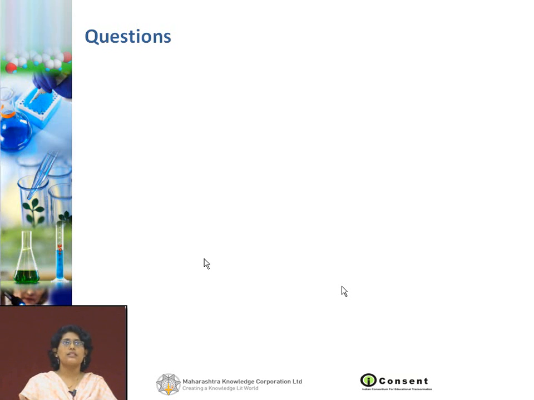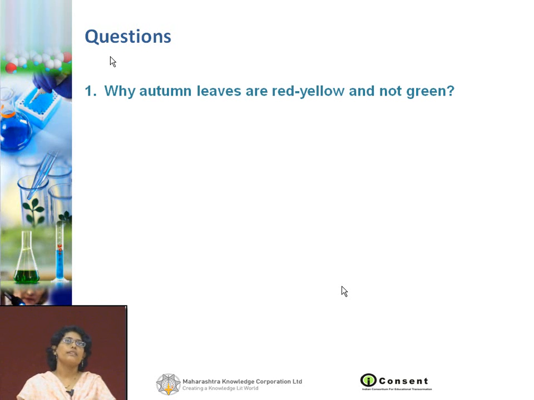Now let's solve some questions to make sure that we have understood the chapter. First question is: why are autumn leaves red, yellow or brown in color and not green? The green color which we see for the leaves is because of the chlorophyll pigment. Chlorophyll pigments look green because they do not absorb the green light wavelength, but they absorb red and blue light and reflect green color. So the color which is not absorbed but is reflected, that color is seen for that pigment. Chlorophyll looks green because it reflects the green color.